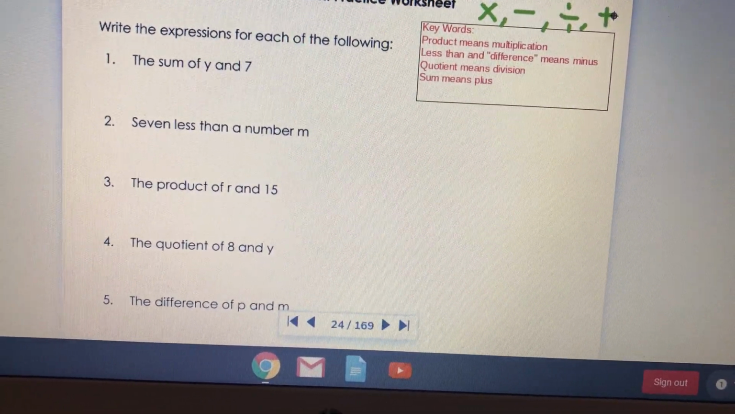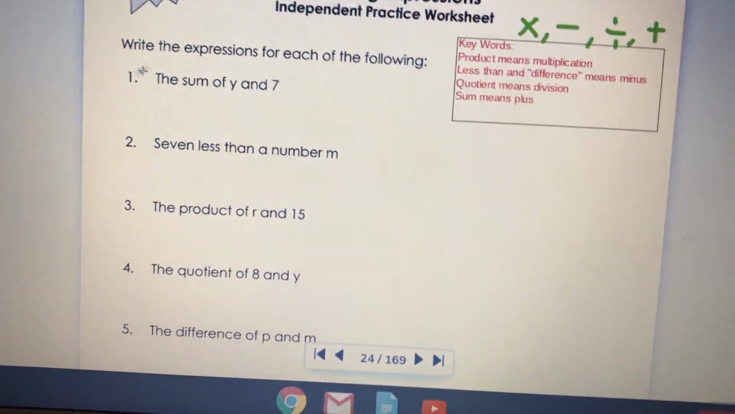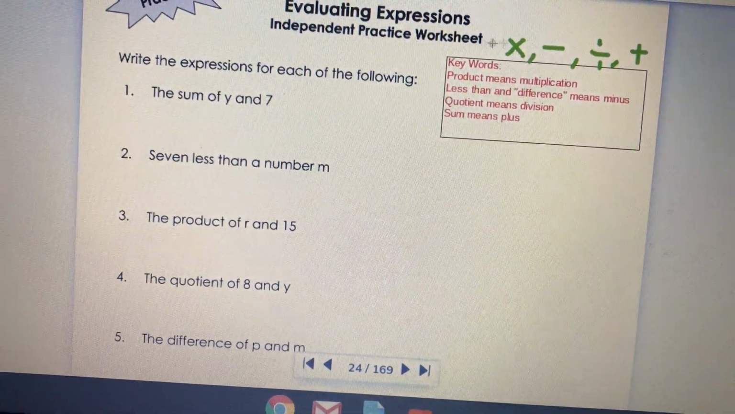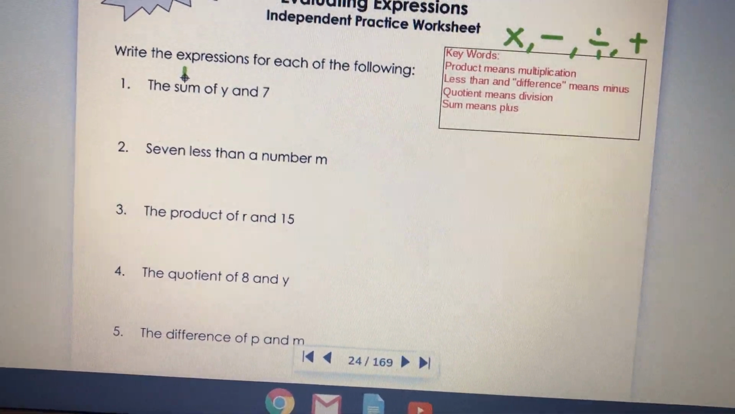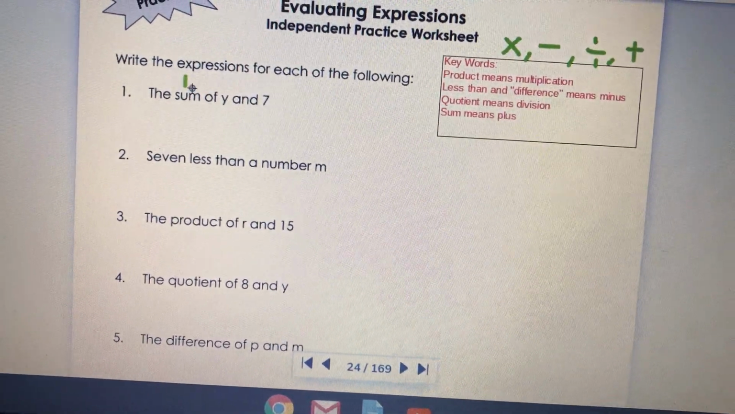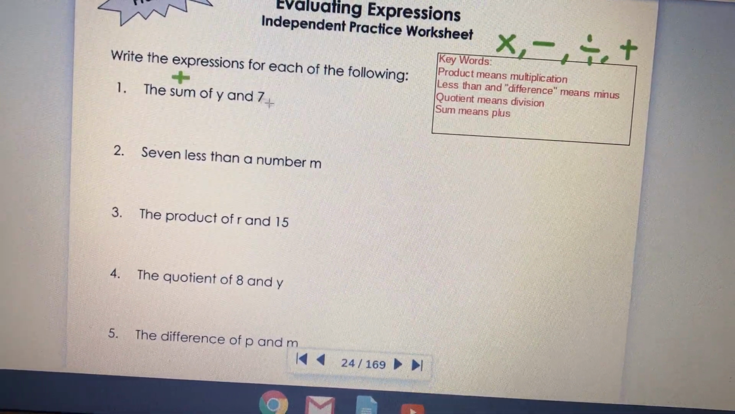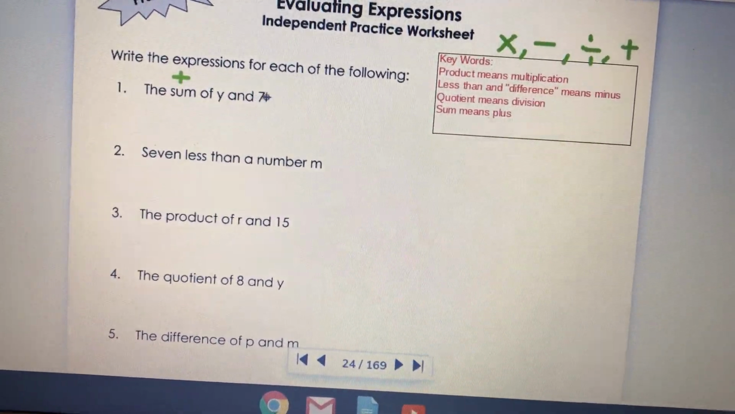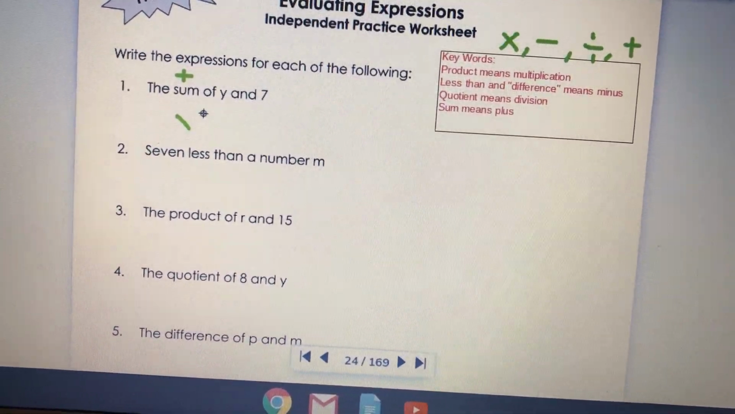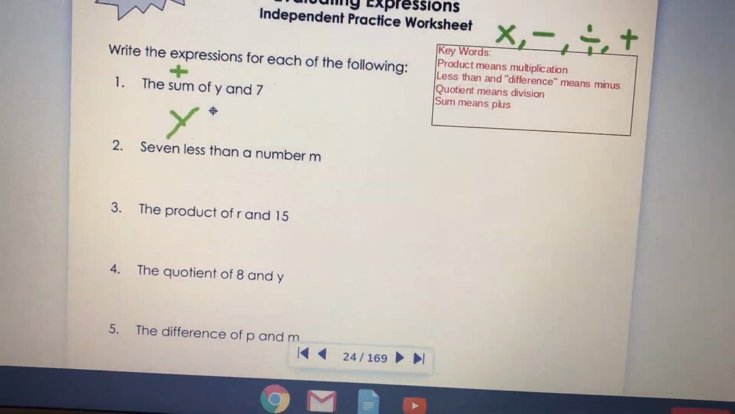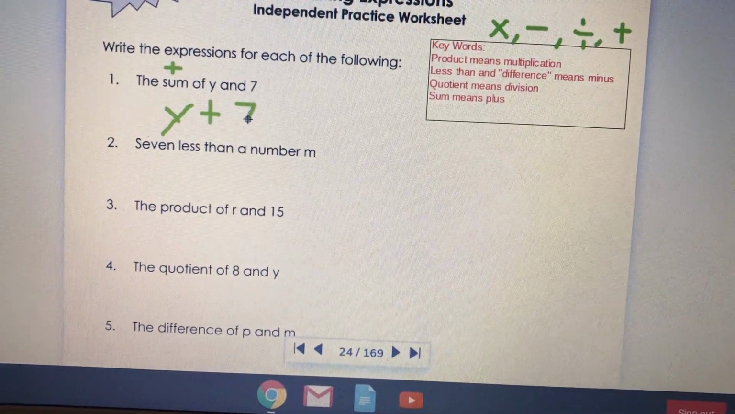So let's do the first one together. It says the sum of y and 7. You can basically put your symbols on top of the word, so that way you know what symbol it is. So it says the sum of y and 7. So we know it's going to be addition, and it has our variable and our number. So we know that these two are going to be adding. So it's going to be y plus 7. It's that easy.